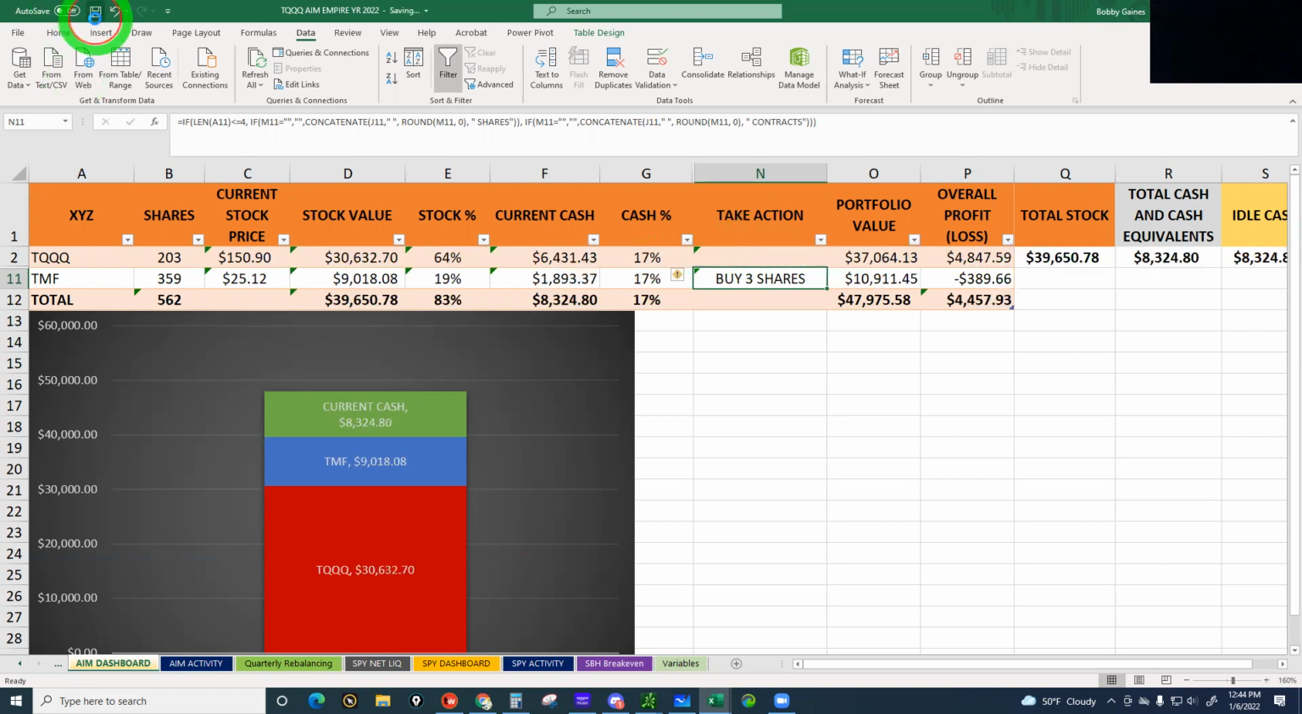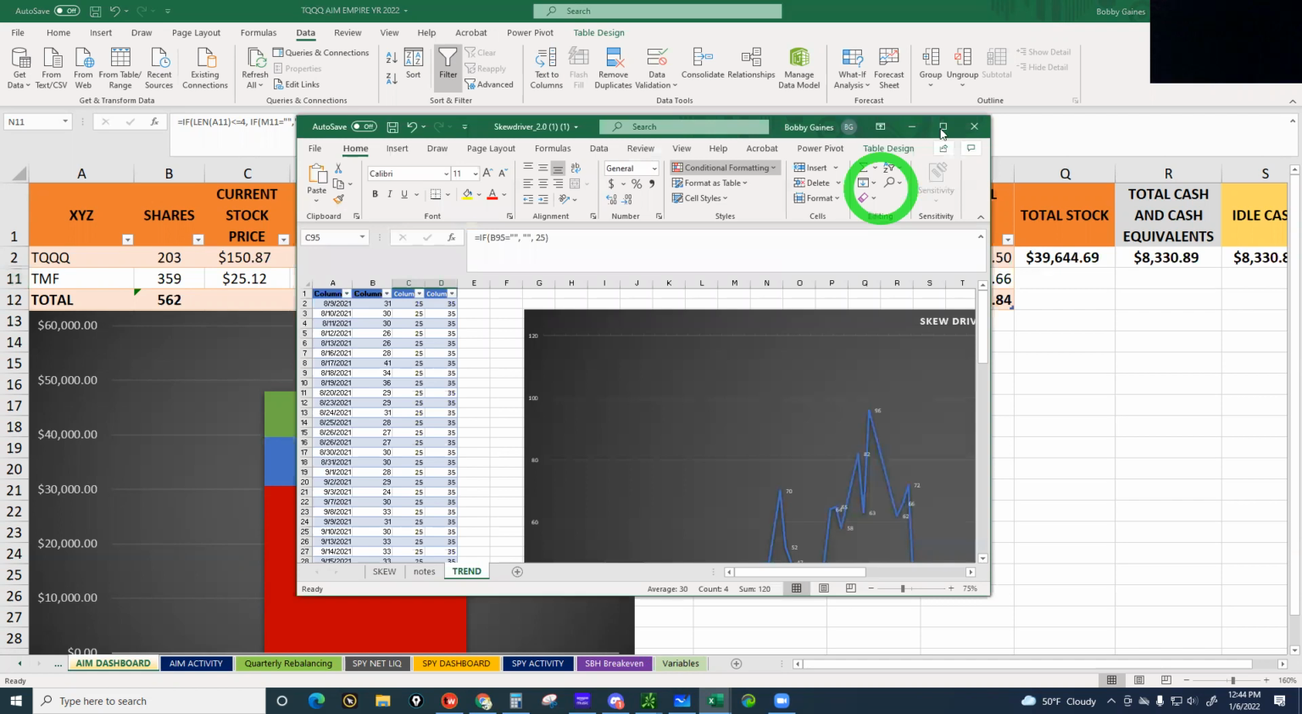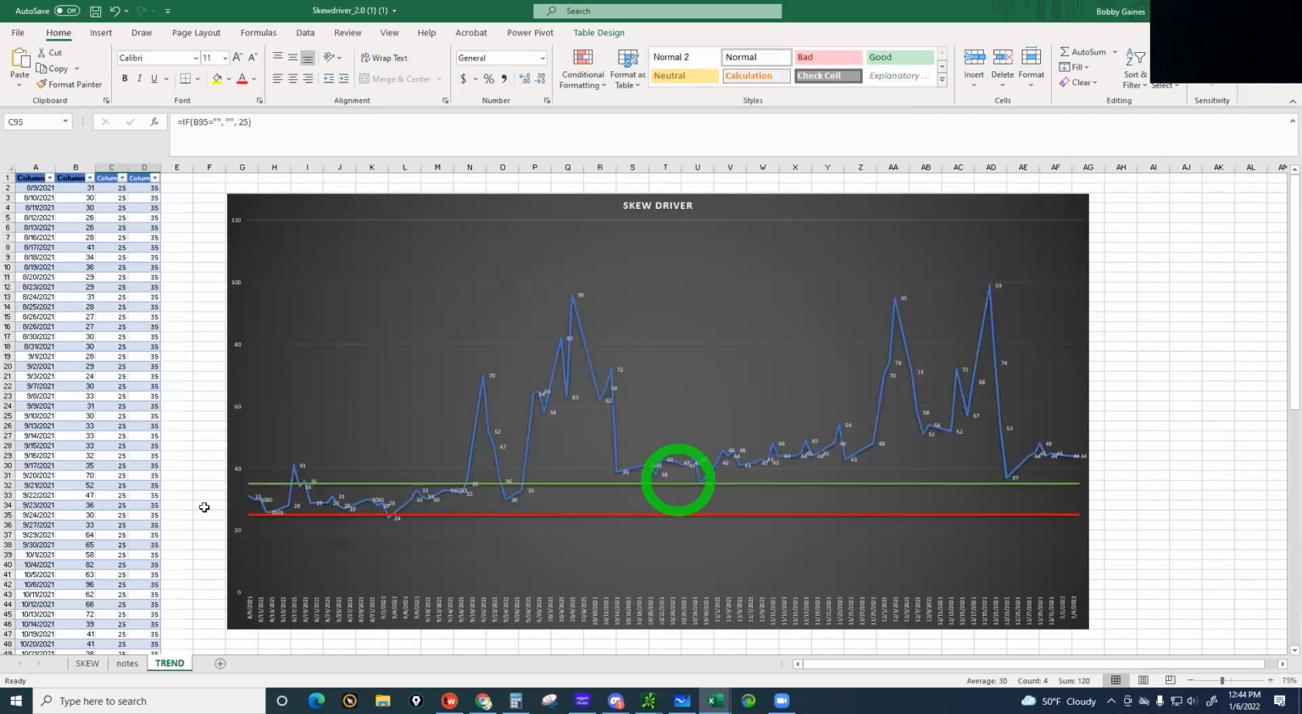So now I can save this. Oh, we did look at our Skew Driver today, didn't we? See what our Skew Drivers do. Come here, Skew Driver. Good point, Enrico. No, we didn't. I was mixing it up a little bit. Y'all see how I mix it up? I'm trying to keep y'all on your toes.